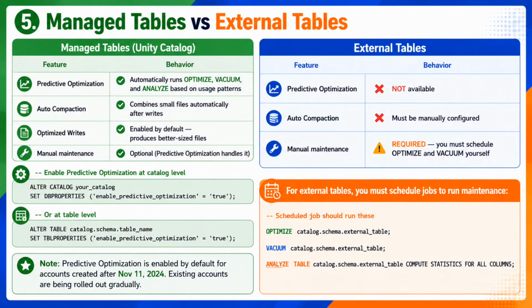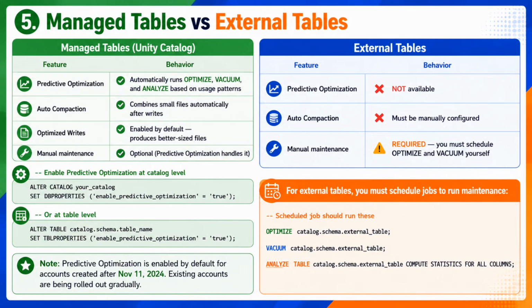You can enable predictive optimization at the catalog level using ALTER CATALOG your_catalog SET DBPROPERTIES (enable_predictive_optimization = true). You can also enable it at the table level using ALTER TABLE catalog.schema.tablename SET TBLPROPERTIES (enable_predictive_optimization = true). The image also highlights an important point. Predictive optimization is enabled by default for accounts created after November 11, 2024, while existing accounts are being rolled out gradually.